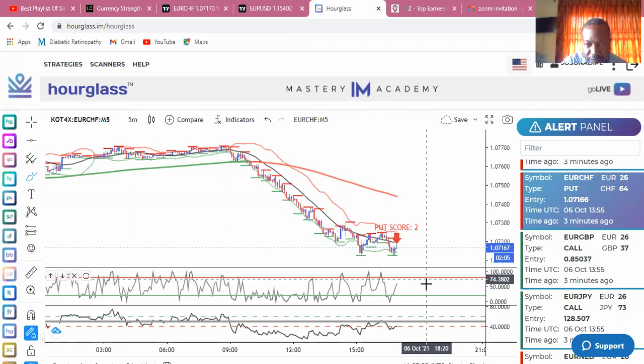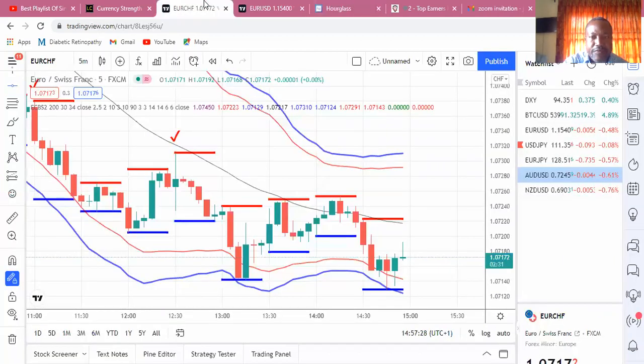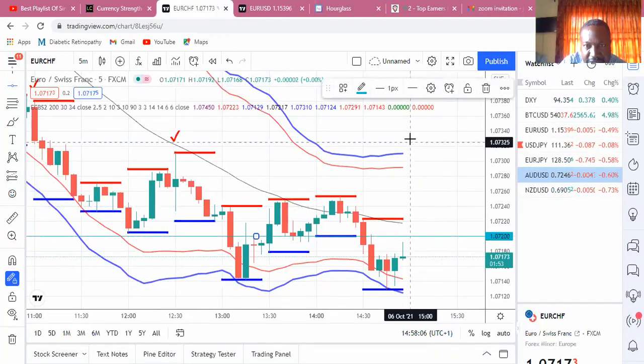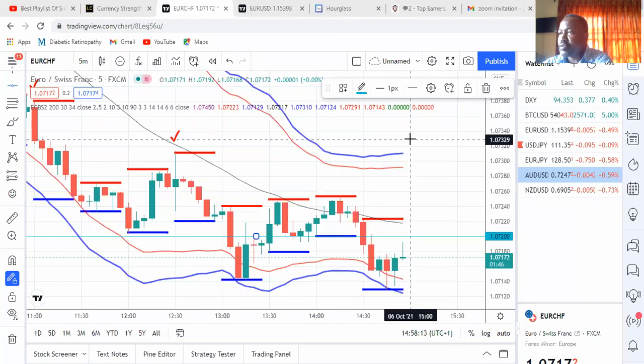Okay, Euro CHF. Just waiting for this to move a bit more. We have 2 minutes to the end of this candle. Let's look at the 200 area. Euro CHF, look at the 200 area for a bearish move. I hope you are hearing me.